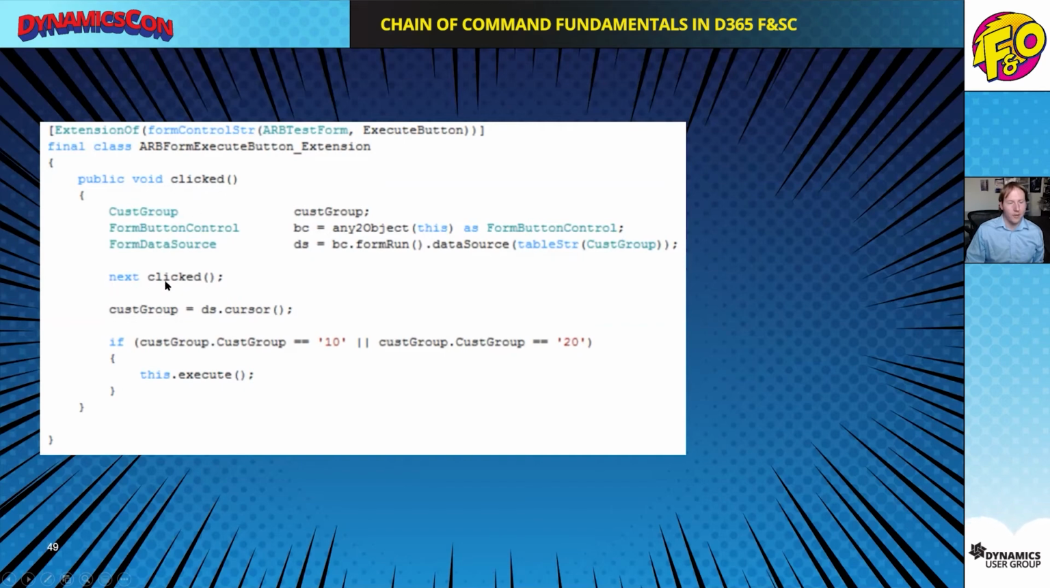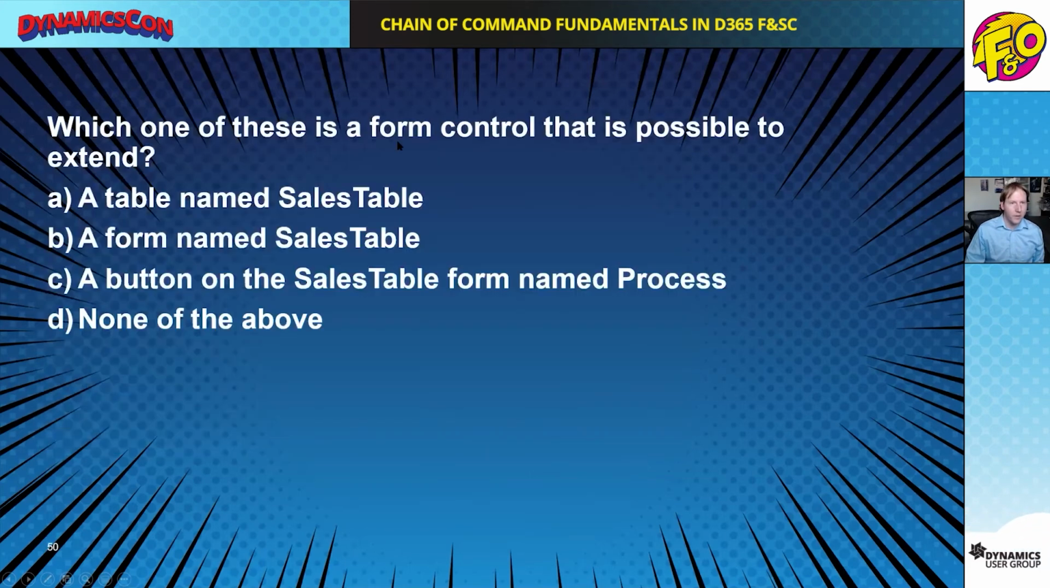We need to call next, but we've got this same code, any to object, to get the button control. We've got similar code to get the data source and get the currently selected record, and then we can do some additional logic and say, okay, only call or run this code if the currently selected record is a certain value. Which one of these is a form control that's possible to extend?